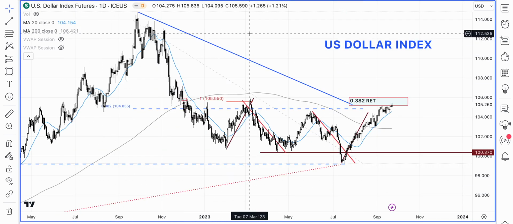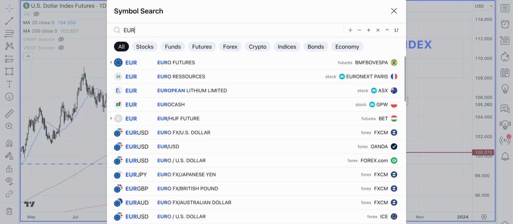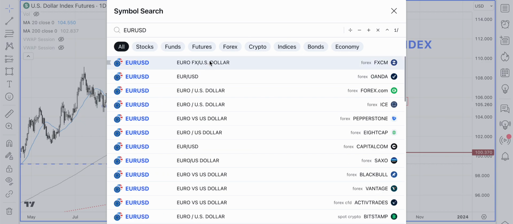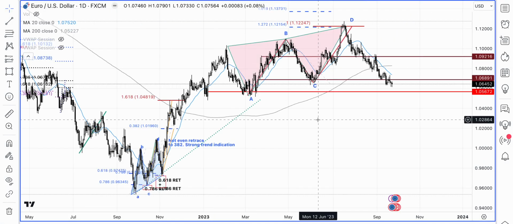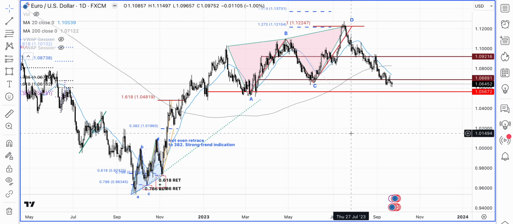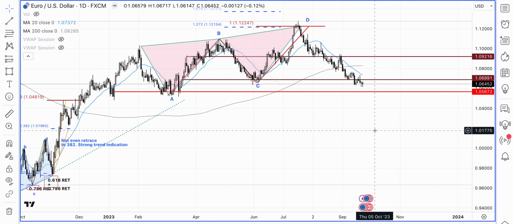Now let's take a look at the Euro USD. So the Euro USD is pretty much a mirror image of the dollar index, because in the dollar index, there's about 52 or 53 percentage points in Euro USD.